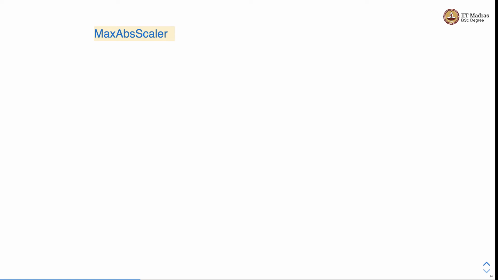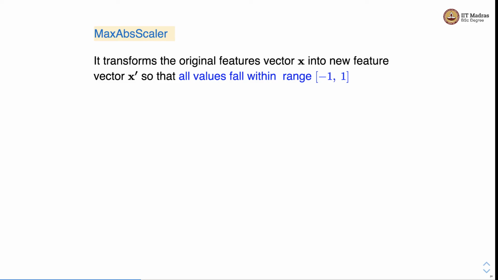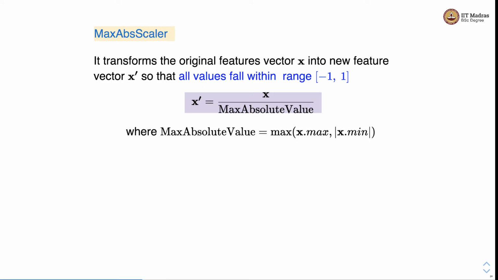MaxAbsScaler is the third feature scaler, and it transforms the original feature vector into a new vector so that all values fall within the range -1 to +1. So here we divide each value of the feature by the maximum absolute value, and the maximum absolute value is calculated as max of x.max and mod of x.min. So we take x.max, and we also take the mod of x.min, and we calculate what is the max value.